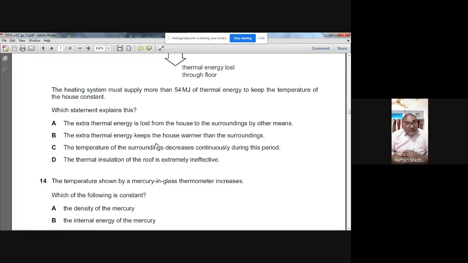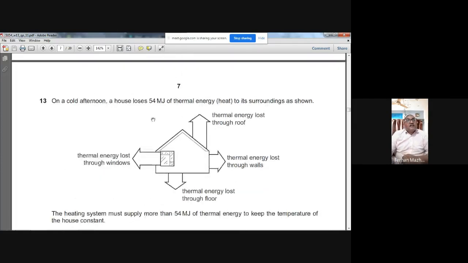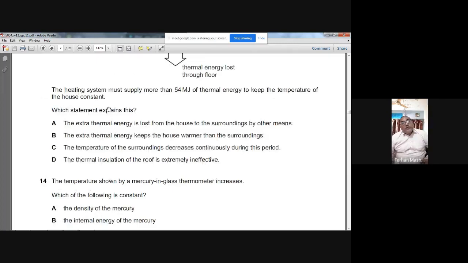Because he's saying that the house is losing 54 megajoules of energy, but you have to provide more energy, more than 54 megajoules. Why? Because there will be some other sources of heat loss in the house which are not mentioned here. With the extra thermal energy lost from the house to the surrounding by other means. Yes, that can be the answer. The extra thermal energy keeps the house warmer than the surrounding. No, the temperature of the surrounding decreases continuously during this period.